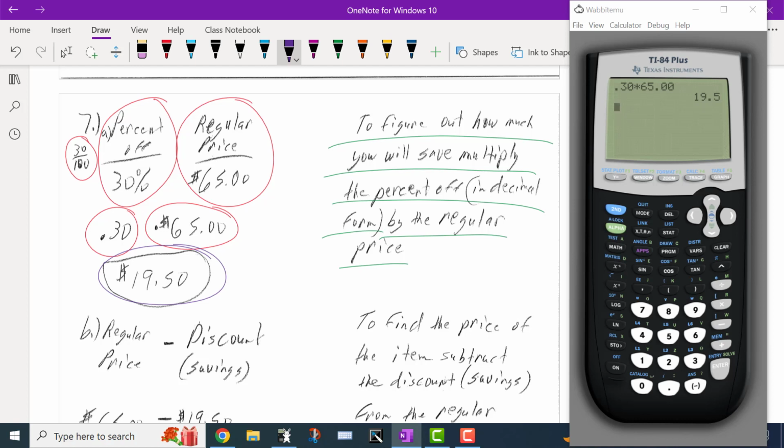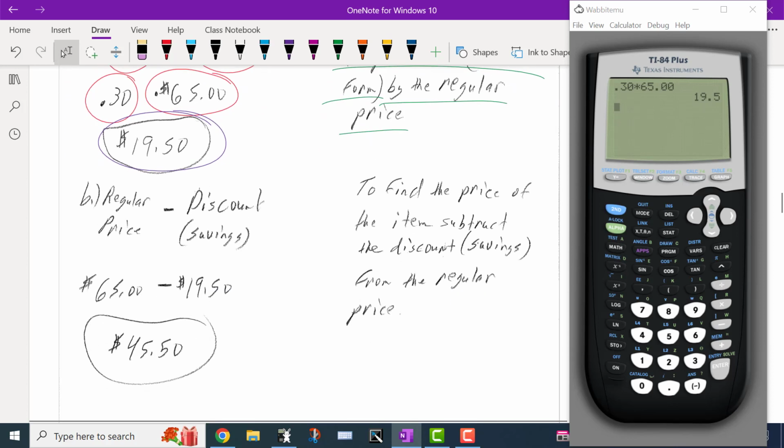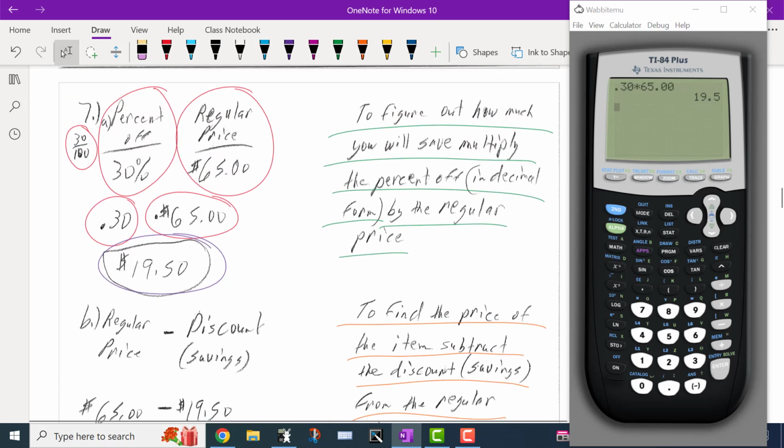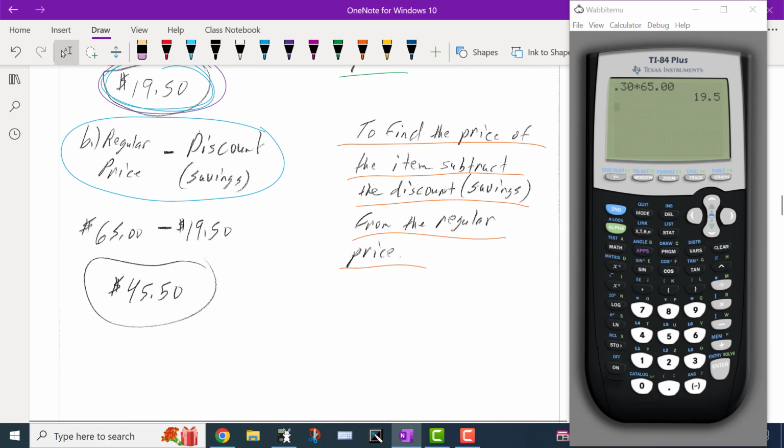Now to find the price of the jeans, we need to go ahead and subtract those two. So you'll notice to find the price of the item, subtract the discount, or the savings, from the regular price. So notice again, our regular price is $65. We're going to go ahead and subtract the savings, which is $19.50. So regular price minus discount, which is your savings. And go ahead and put this into our calculator and find out what the cost of our jeans is going to be. I take $65.